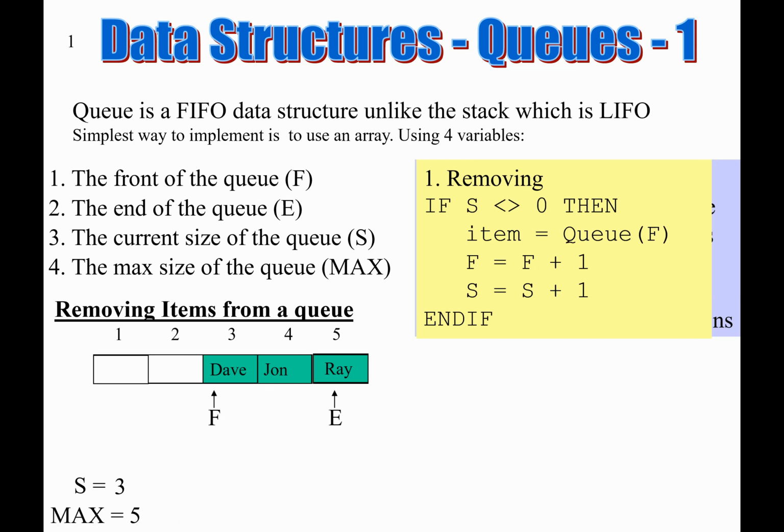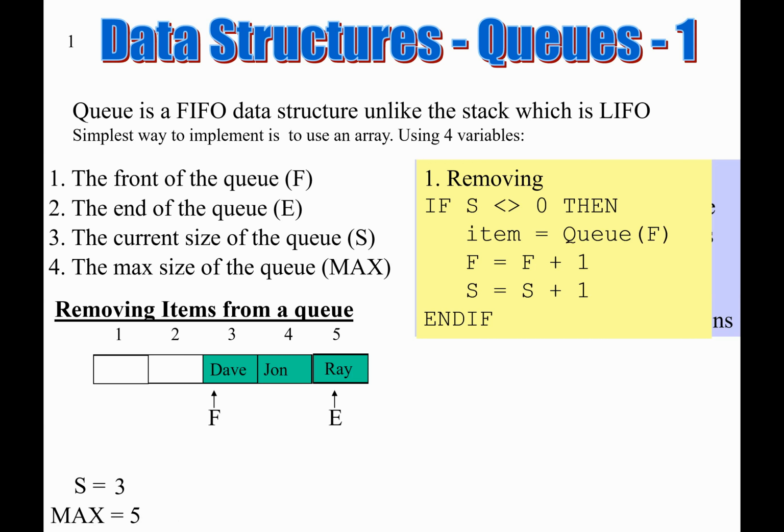But then when E falls off the end, rather than trying to put it at E, I wrap it round to the beginning. All right, so E goes to the beginning now. And then I can put my item there and then add one to S, and that's all good. If I add another one, it's still fine because the size is 4. Then I add one to E, put the item there, and so forth.